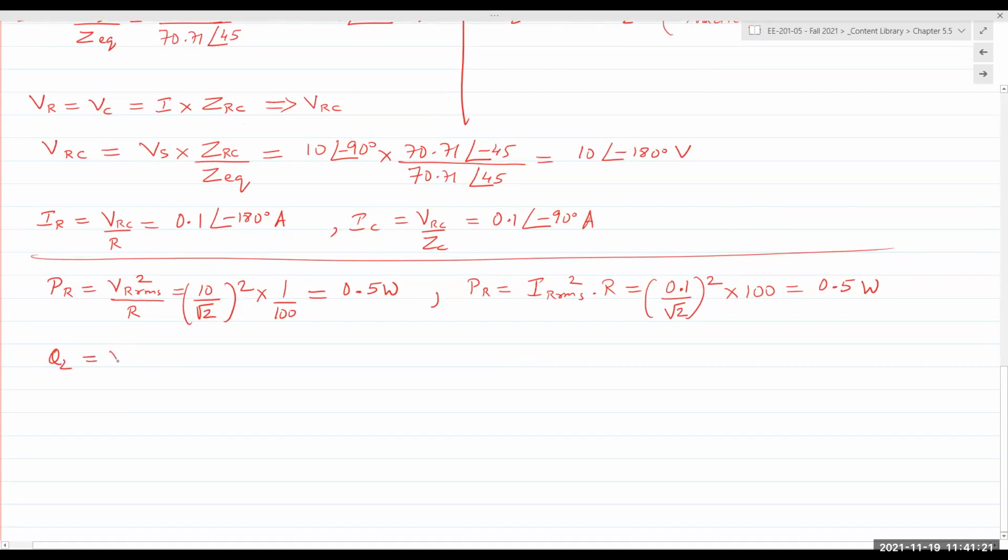QL, again, we can have VL RMS square over XL. XL is simply omega L. We already found, which is 100. When you go out of class, find VL that I just assigned as student practice, plug it in here, find the value of QL. For now, in class, I'm going to solve it using this equation right here.